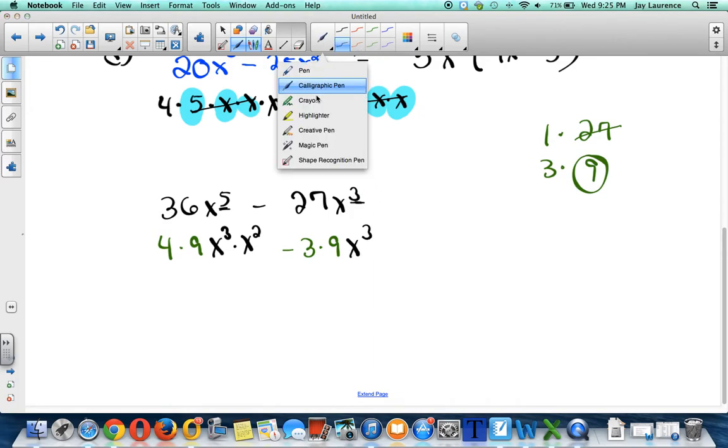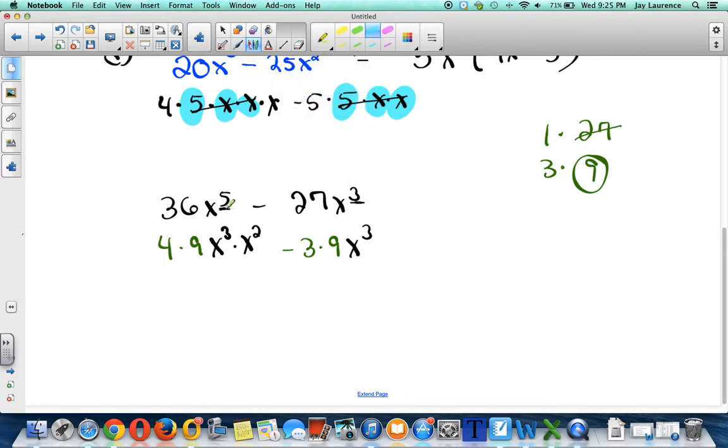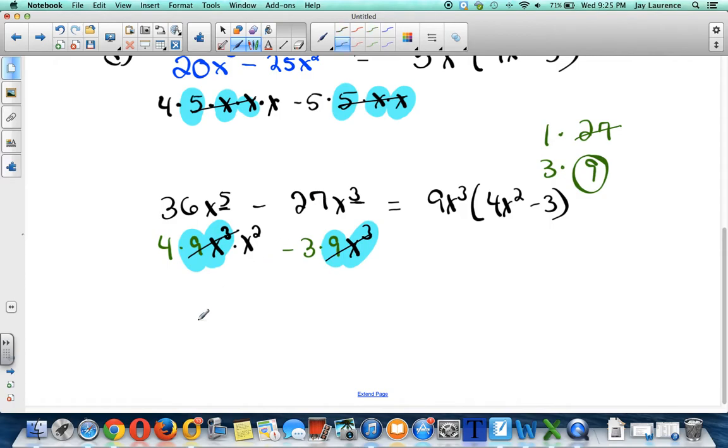All right, so let's get our highlighter out here. And so the numeric part, there's a 9, that's a common factor. And there's also an x cubed, that's a common factor. And so my GCF ends up being 9x cubed. Now if I pull a 9x cubed out, what am I left with? Well, 4 times x squared, 4x squared. I pull a 9x cubed out, I'm left with a negative 3. It's really pretty easy. You've got to know your multiplication facts for it to be as easy as I'm making it. Let's try one more.